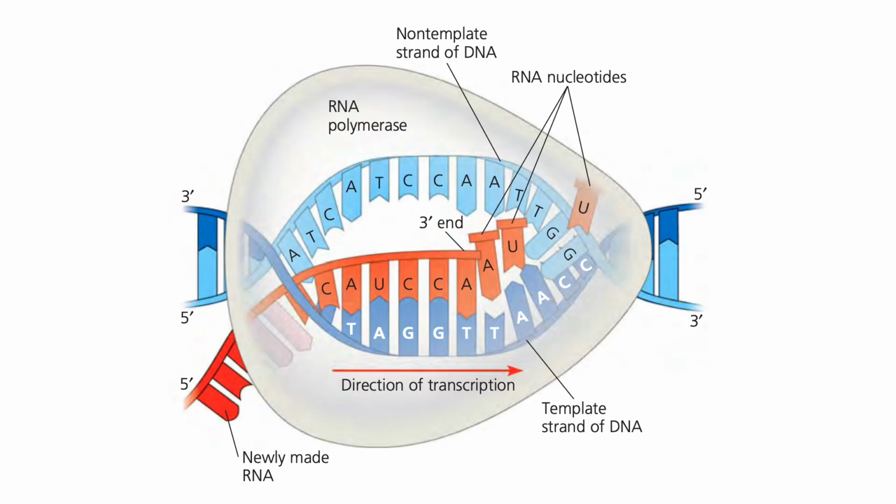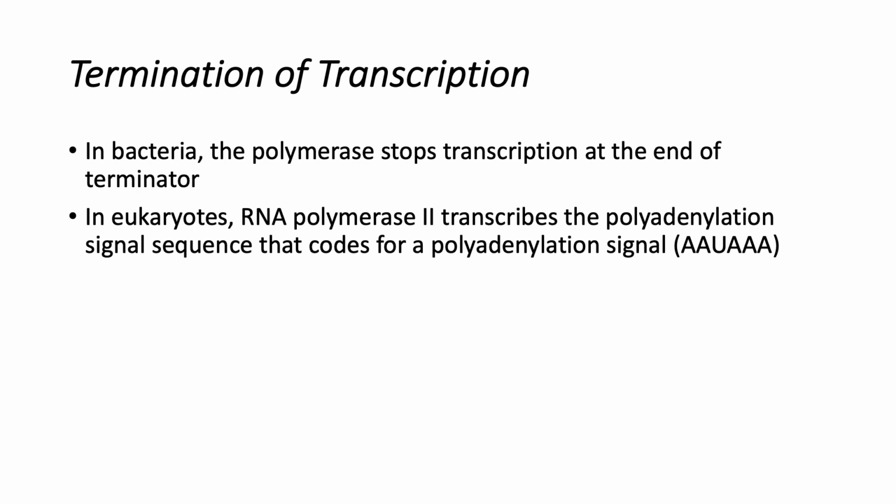During elongation, RNA polymerase moves along the DNA template strand, joining complementary RNA nucleotides to the 3' end of the growing RNA transcript. Behind the polymerase, the new RNA peels away from the template strand, which reforms a double helix with the non-template strand. And then the last stage of transcription is termination.